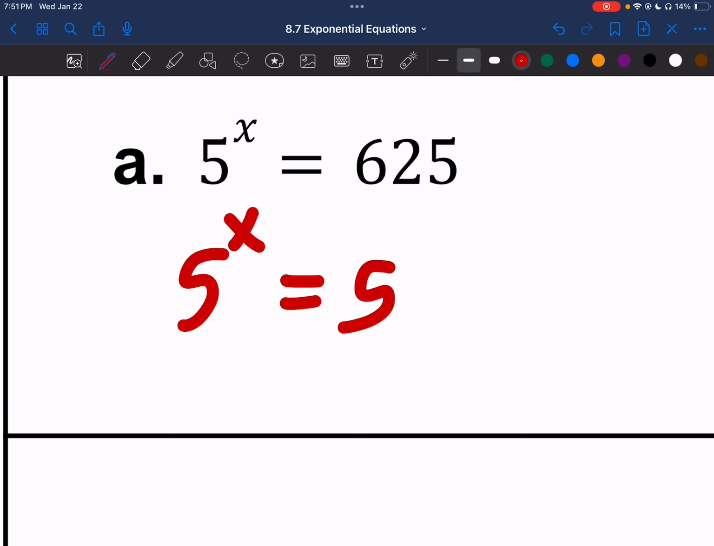Well, I know 5 squared is 25. 5 cubed is 125. 5 to the fourth is 625. So I write it as 5 to the x equals 5 to the fourth. So now what does x have to equal? X must equal 4, right? So what we're doing is we're creating this power that is going to be able to set us equal on both sides of the equation. We're trying to figure out what power of 5 gives 625.